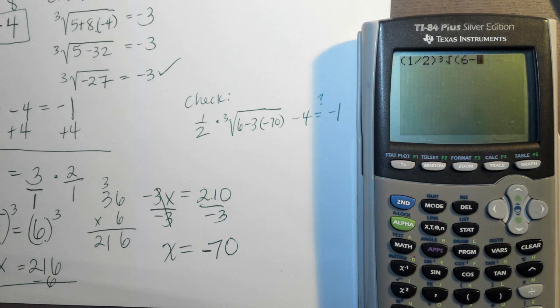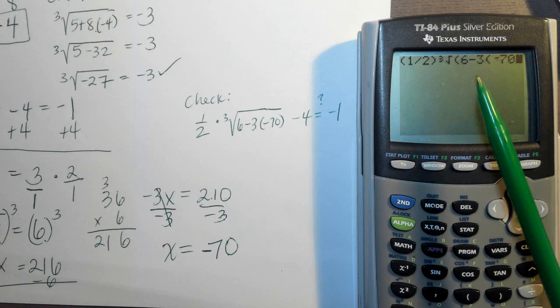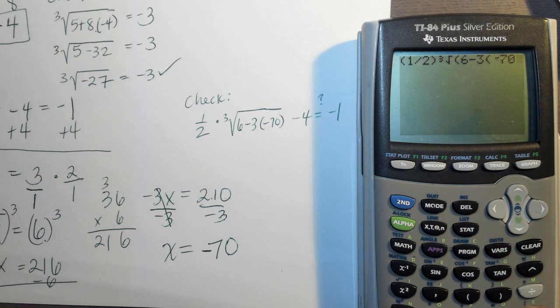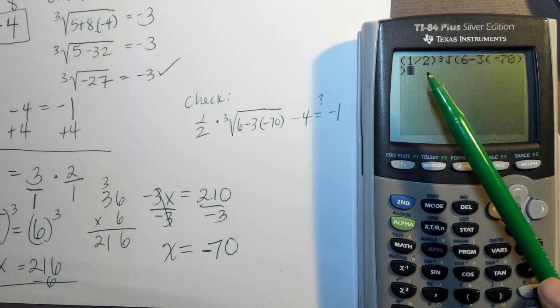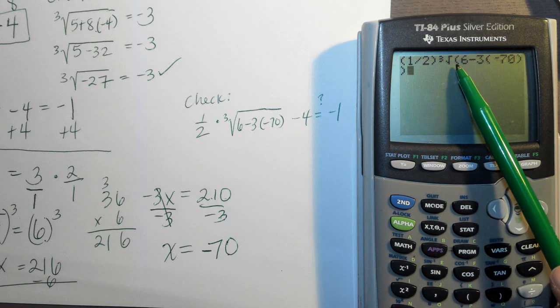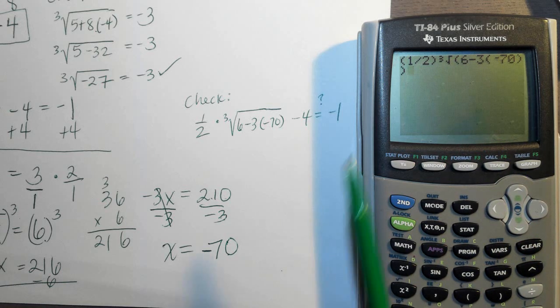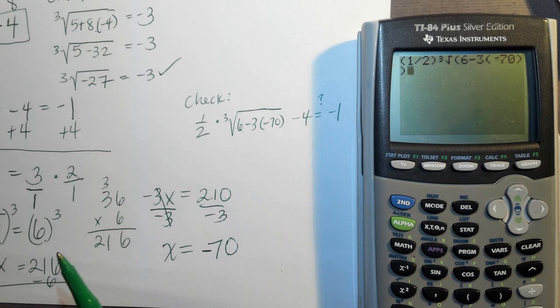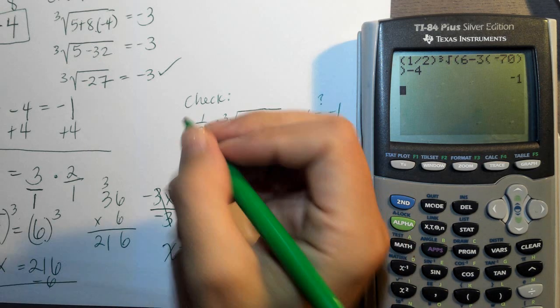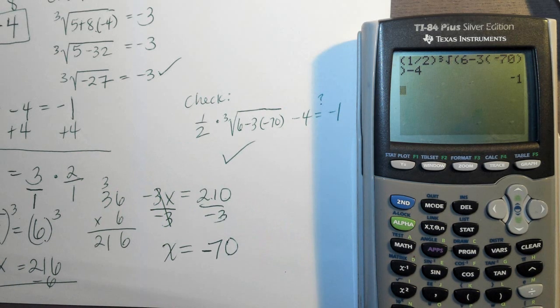So I have 6 minus 3, and then I want to type in negative 70. So I have another open parentheses, negative 70. So now I have 2 open parentheses, right? So I'm going to close the negative 70 right here, but then I need to close another parentheses again because this second parentheses will go ahead and close off what's underneath the radical, the cube root part. Because I want to make sure the negative 4 is still on the outside. So I'm going to do minus 4. Once I hit enter, I should get negative 1, and I do, so that means I did this problem correctly, and there's a check. Awesome.